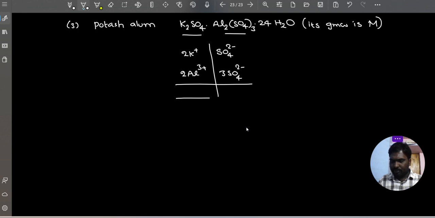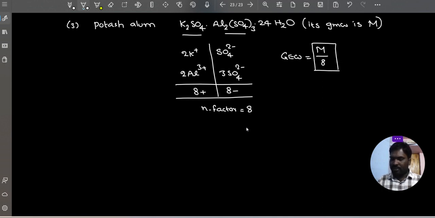Now, water ionization, no need to consider. 2 positive, 2 times 3 is 6 positive, total 8 positive. 2 negative, 3 times 2 is 6 negative, total 8 negative. So what is the n factor? 8. Total charge on cation or anion, n factor 8. Now gram equivalent weight equals gram molecular weight, or simply for salts gram formula weight, divided by n factor 8. Understood? Very important. M by 8. So like that we can calculate for salts.